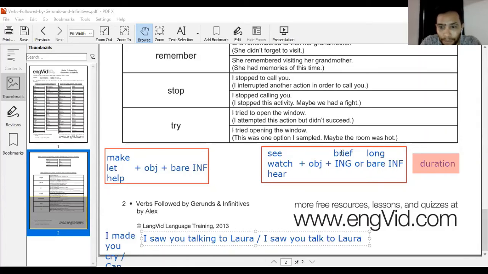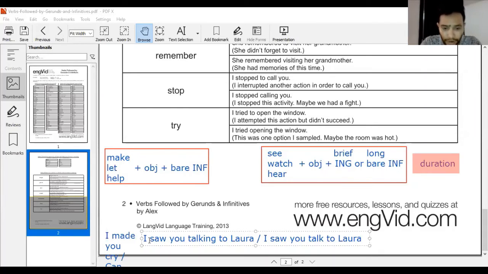When you use the ing version, it means that it's a brief moment, a short moment, a moment that didn't take so long. It was a very, very short time that this action happened. And when you use the bare infinitive version, it means that the action was long, that the action happened for a lot of time.